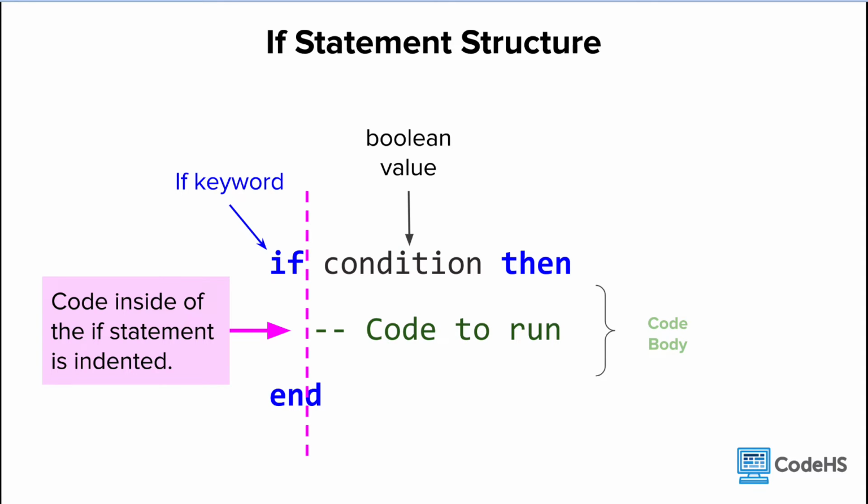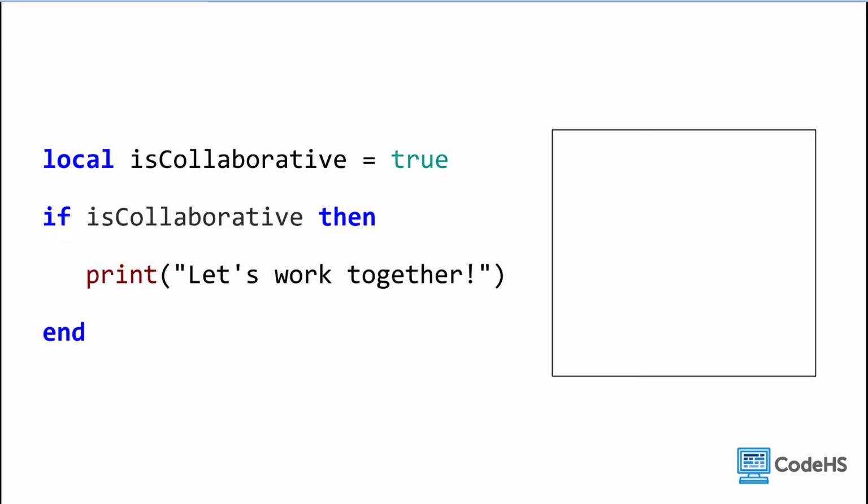Notice how the code inside of the if statement is indented. This is an important part of keeping our code organized. Let's take a look at an example. Here we have a Boolean variable isCollaborative, set to the value of true. Then we have an if statement that says if isCollaborative is true, then print a message to the console. When we run the program, we'll see "Let's work together" printed to the console because the condition of our if statement is true. What happens if we set isCollaborative to false?